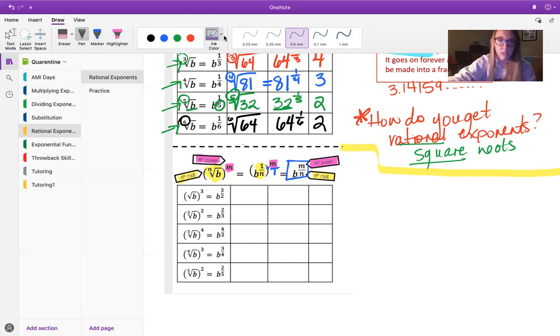Let's start with purple again, just because it's pretty. We're taking the square root. Remember, if there's no number with the little root symbol, it's understood to be 2. So the square root of some number cubed is the same thing as taking that number and raising it to the 3/2 power.